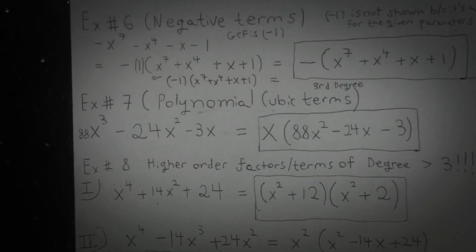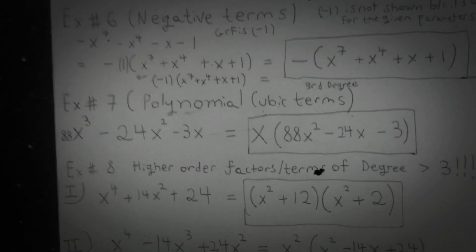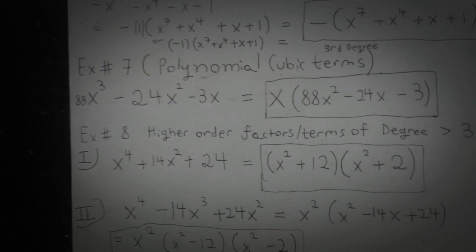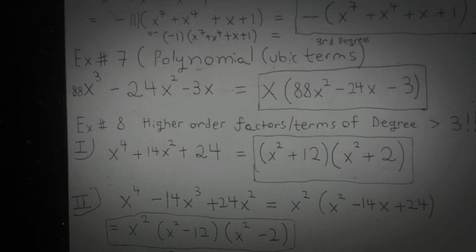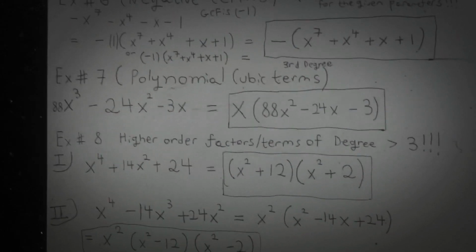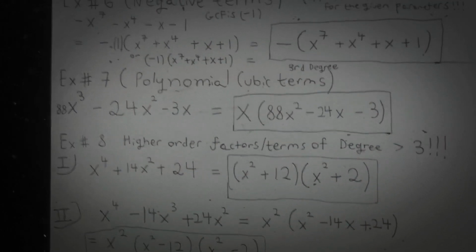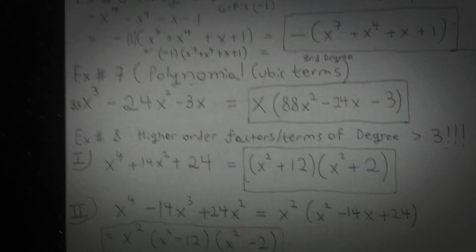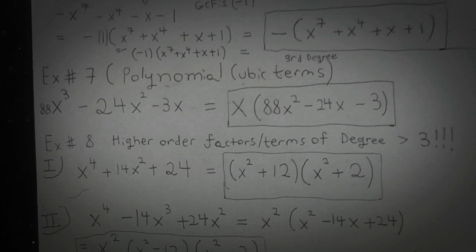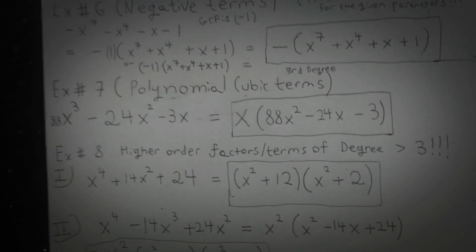Now in the next example we have polynomial cubic terms. A term of the third degree is generally a polynomial. So here we have 88x cubed minus 24x squared minus 3x. The GCF is x. So you take out the x and then you try to factor the second quantity. Well, you can't factor the second quantity, so you rewrite it, which is 88x squared minus 24x minus 3.